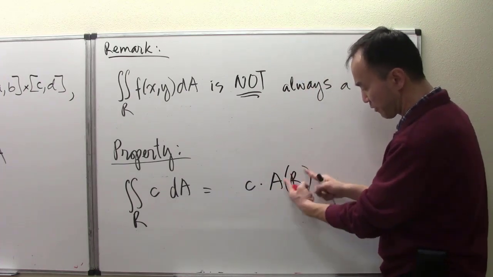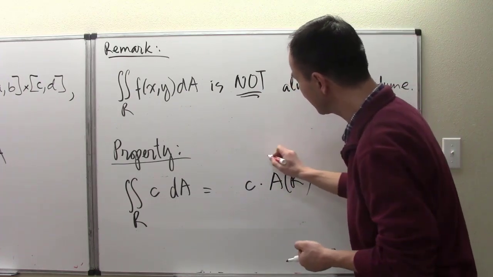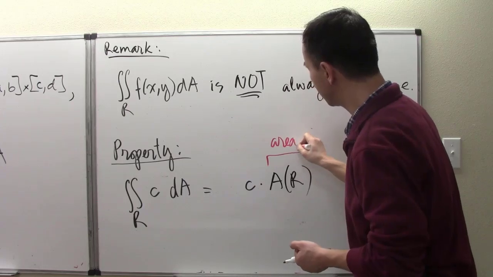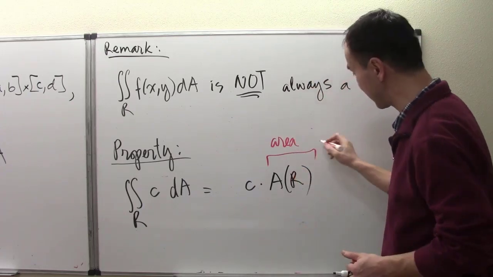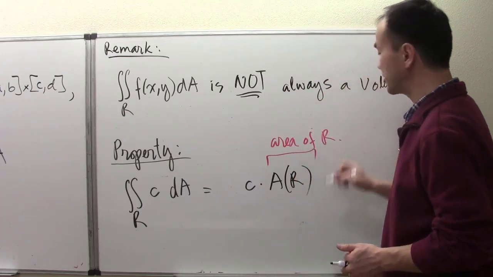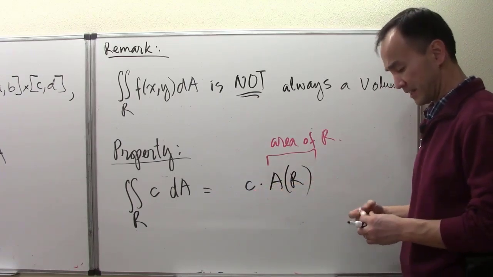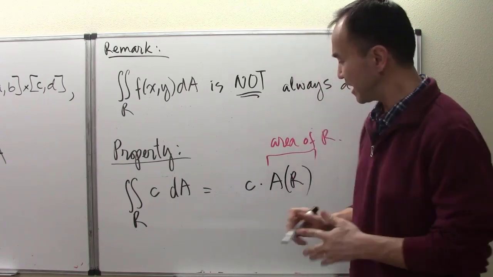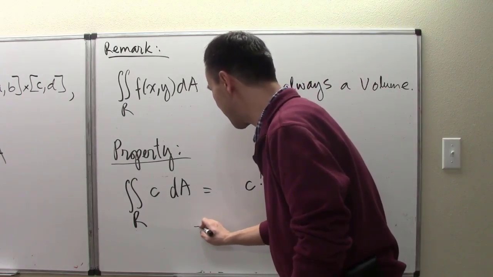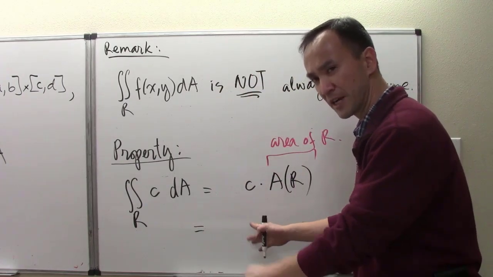So A in parentheses R means the area, and I'm talking about the actual physical area, the area of the region R. So it's c times the area of R. But in this lecture right here, allow me to explain that a little further. So I'm going to provide my own interpretation.